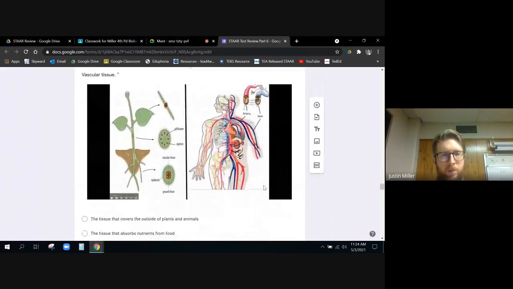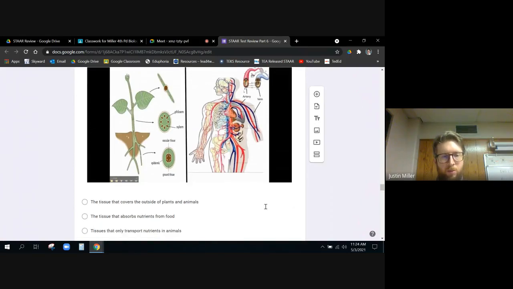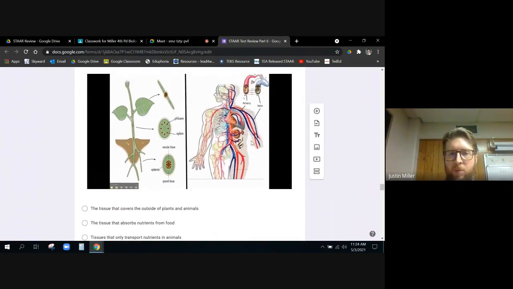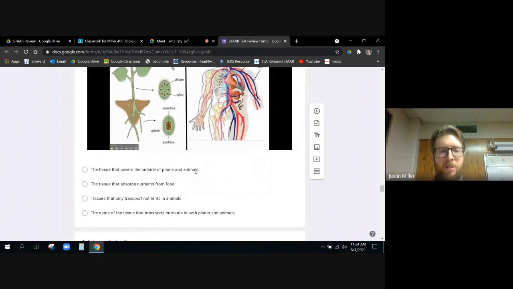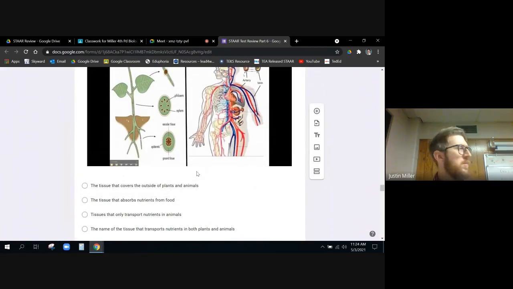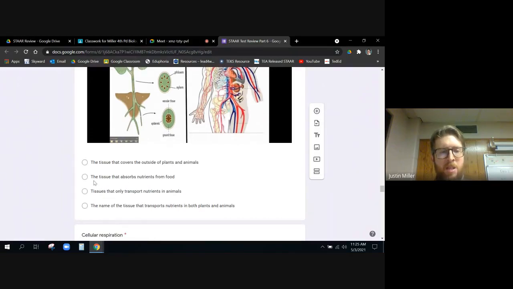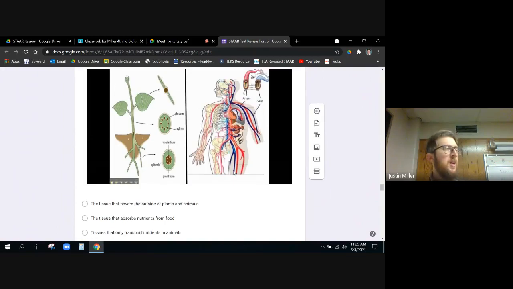All right. Vascular tissue. Is that the tissue that covers the outside of plants and animals? Is your vascular tissue on the outside of your body? Nope. Is that the tissue that absorbs nutrients from food? Nope. Your digestive tissues absorb nutrients from food.